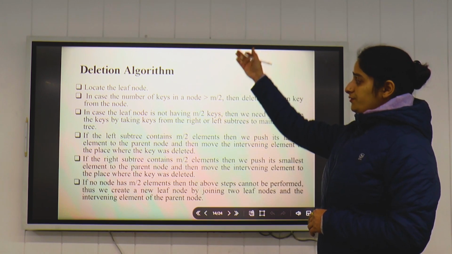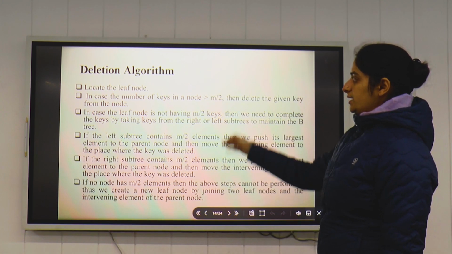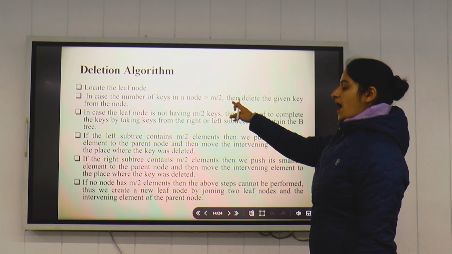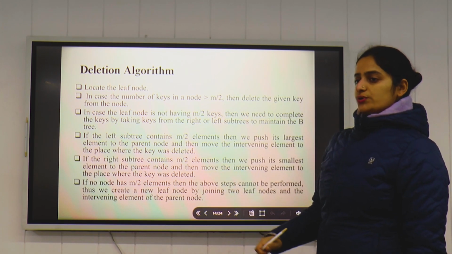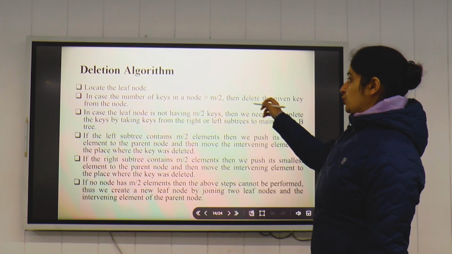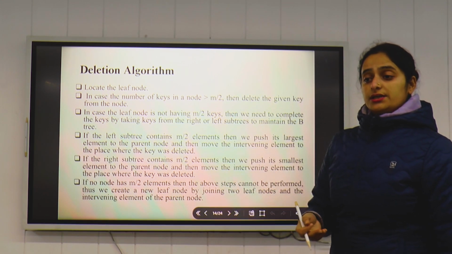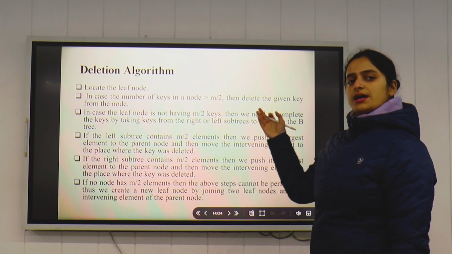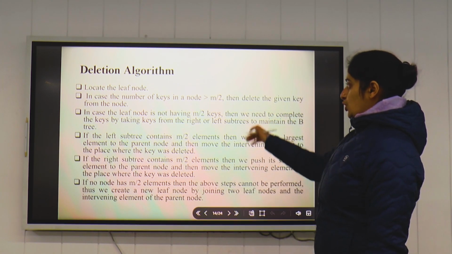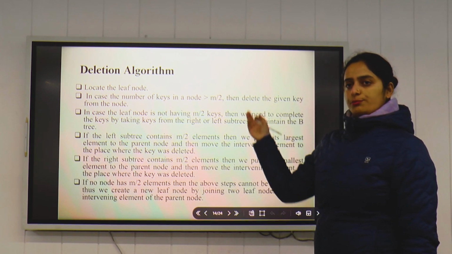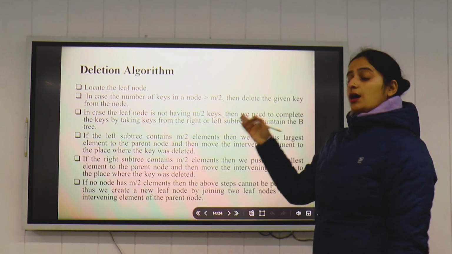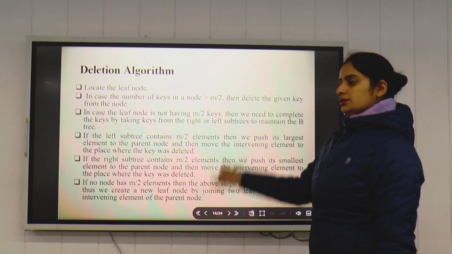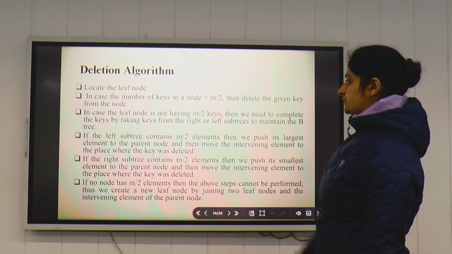First of all, we will locate the leaf node. In case the number of keys in a node is greater than m by 2. As I told you before, m by 2 is generally what we calculate for the number of children available inside the internal nodes. So always the ceiling is opted here. As per that, we come to know the number of keys counted in the internal nodes of our given B tree.